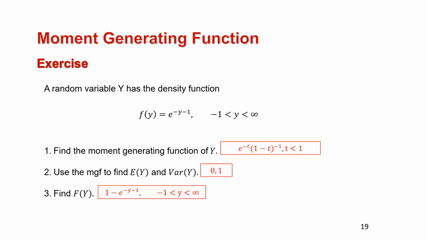How can we find the expected value of y? By differentiating the moment generating function, okay, and then substituting t equals 0. And how can we find the variance of y? By differentiating this function twice, okay, and here we will have numerator and denominator, okay.